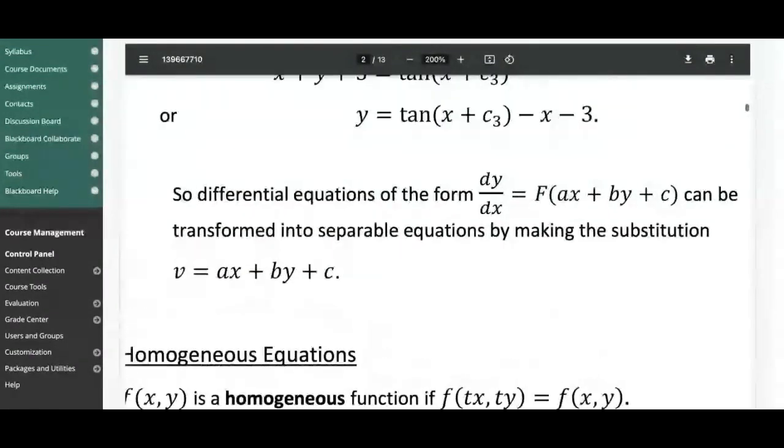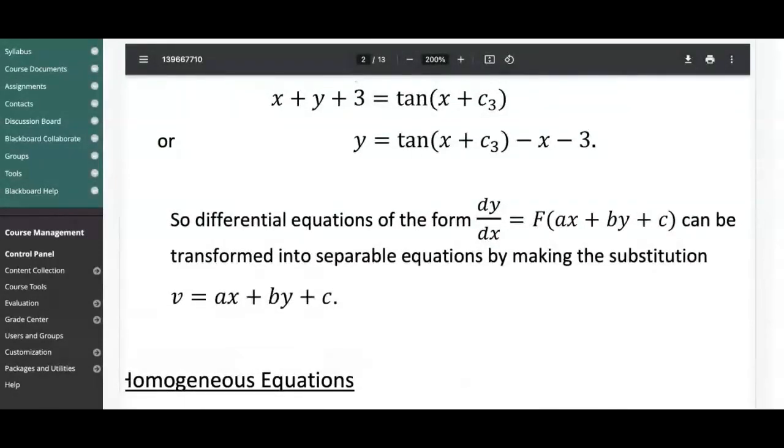All right, now let's see. In general, to answer I think David's question, differential equations of such a form, dy/dx equals capital F of ax plus by plus c, can be transformed into separable equations by making the substitution v equals ax plus by plus c.